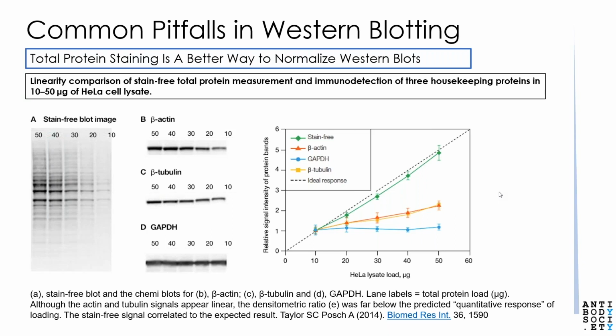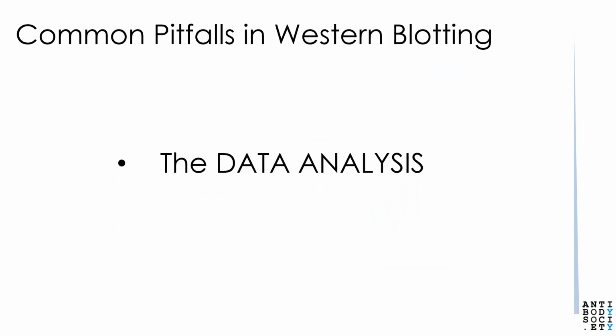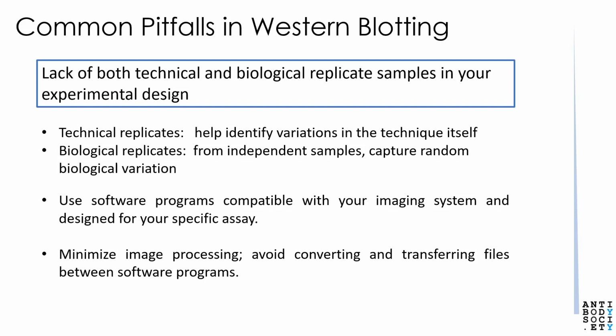Now, another aspect that causes problems is our analysis. And you can see in the next slide that a lot of people don't realize that technical replicates are important. Why? Because one person may get one result, another person may get another result. In my lab, we often have two different people doing the same experiment using the same biological replicates, and that helps us identify variations in the technique itself, because different people do things slightly differently. Some people leave a longer time, some people use a slightly different buffer, they made the buffer incorrectly. So these things are really important to allow for reproducibility of the technique itself.